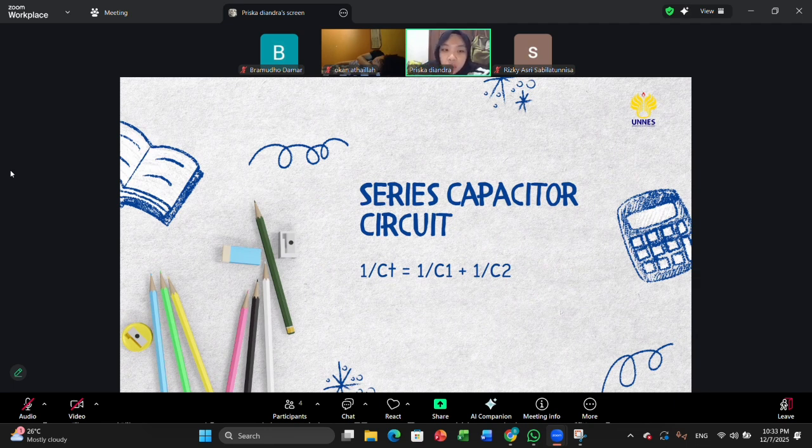Series capacitor circuit. In a series capacitor configuration, we use the reciprocal formula. Series capacitors decrease the total capacitance.